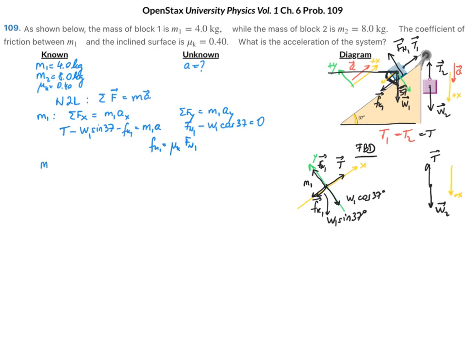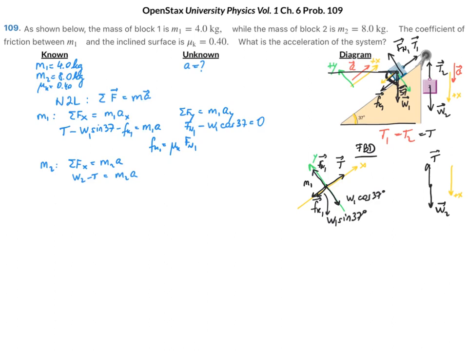Then for block 2, I have the sum of the forces, and I only have an x direction, is equal to m2 times a. And now I have to pay attention to the fact that plus x is down, so I have W2 minus tension equals m2 times a. So I have four equations, and I have to solve for the acceleration. So how do I do that? Well, first of all, I will find Fn1 from here as a function of the weight, plug it into there.